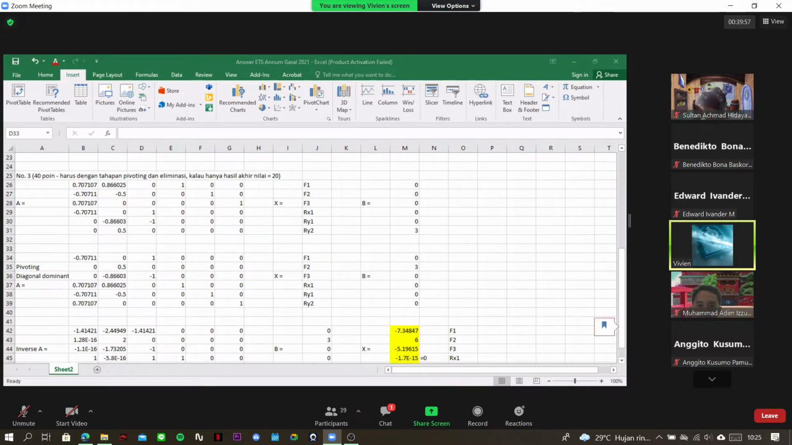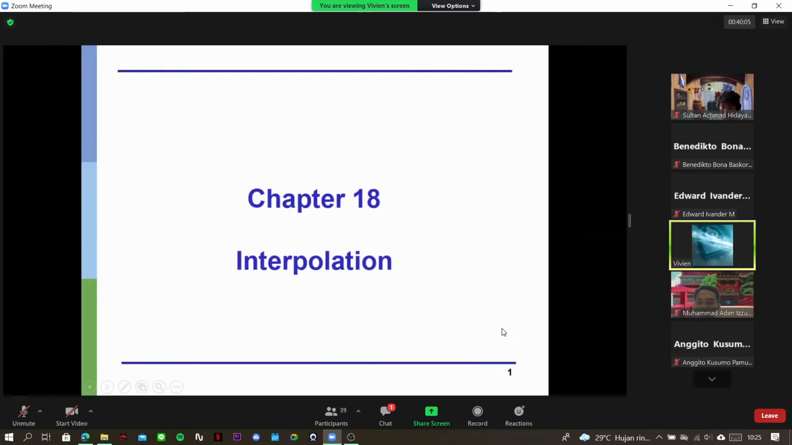I will continue to the material now, which is about interpolation. So now we will jump to the next part, which is about interpolation. And I think you have learned about this before.